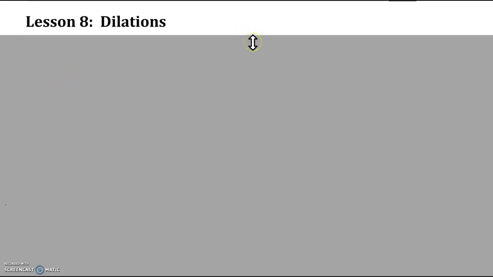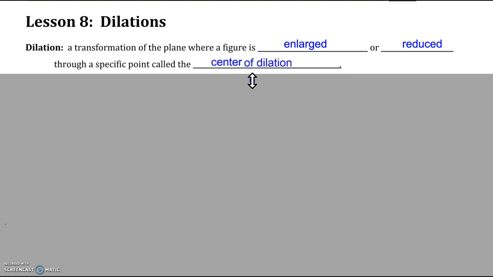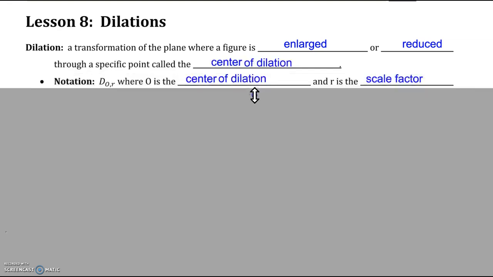We're going to talk about dilations and how to use our compasses and straight edges to do a dilation. So for starters, let's talk about what that is. A dilation is a transformation, and it's where a figure is enlarged or reduced. So it's not a rigid motion, but it is a transformation. And it's enlarged or reduced through a specific point called the center of dilation.